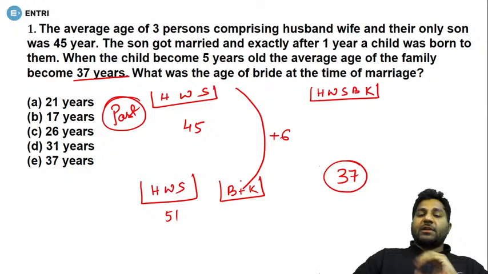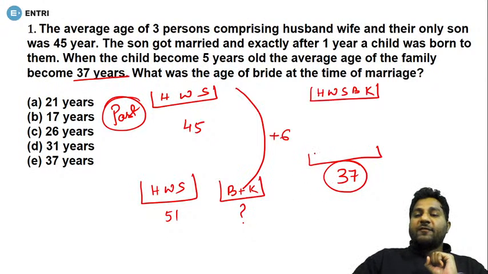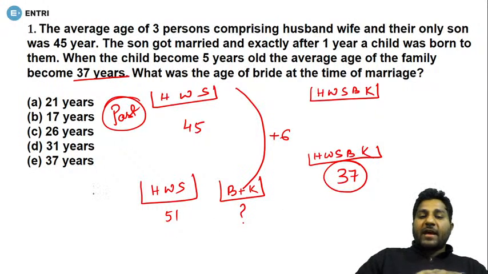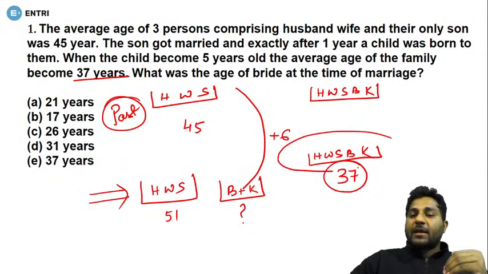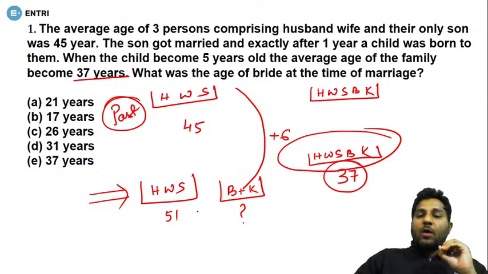Okay, absolutely Sharath, very good. Okay, the bride and kid's average age will be question mark. Now we will be comparing with the total 5 persons' average age, because we have got them into the present state. That means we can compare them with their present average age. So how are we going to compare? Look at this. This 51 can be written as 37 plus 14.